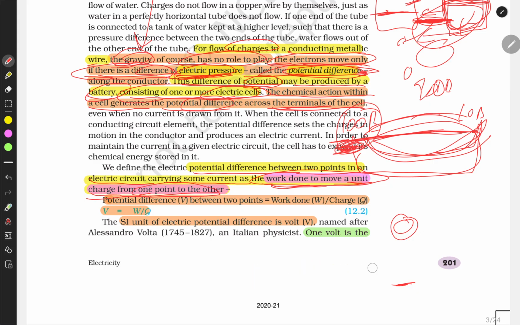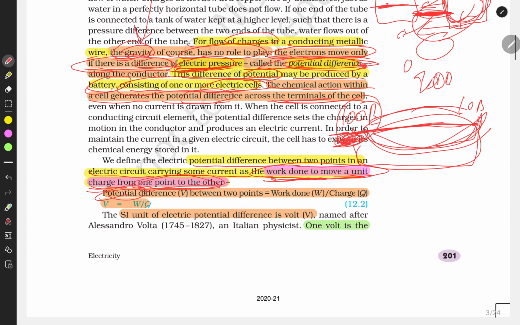Similar thing is happening in the electric potential difference. It is like the work done to move a unit charge from one point to another point. The work done is the electric potential difference. So the potential difference between two points will be the work done upon the charge.